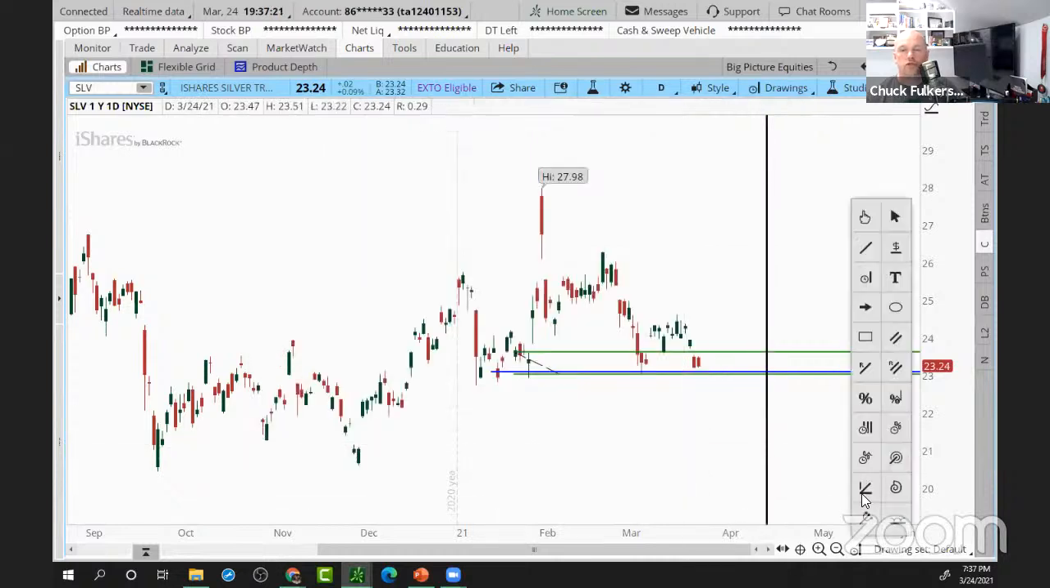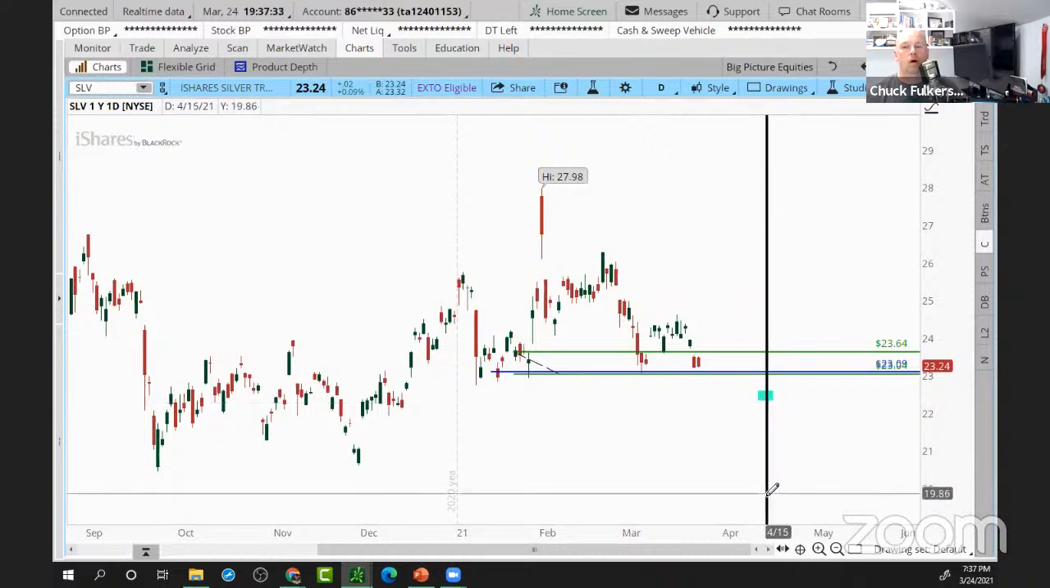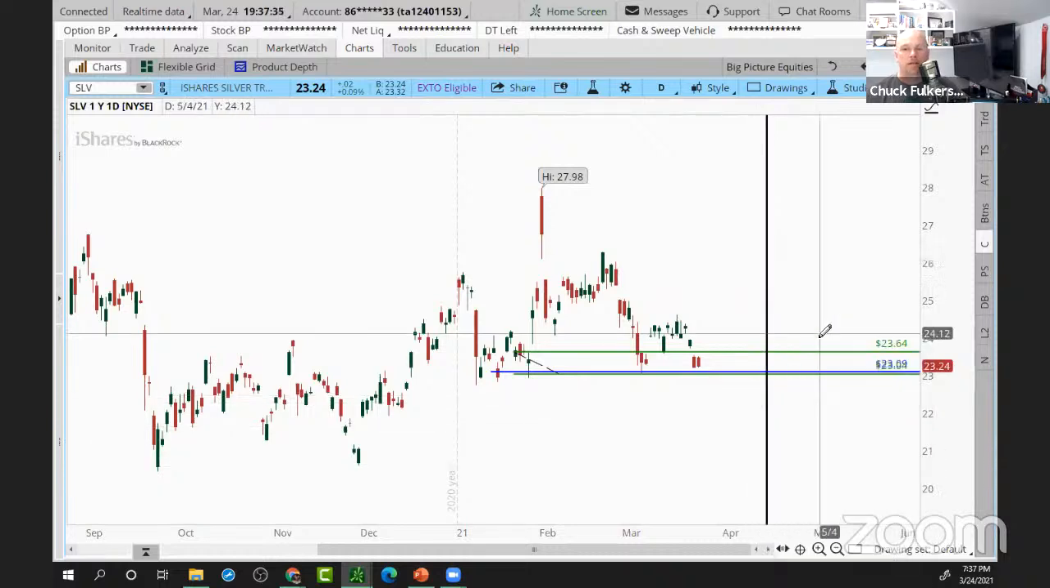Our current strike price is $22.50. What that means is that if the price is at $22.50 or below on expiration, then that is where we will be obligated to buy the security, right? At $22.50 on expiration, we'll be obligated to buy the security.